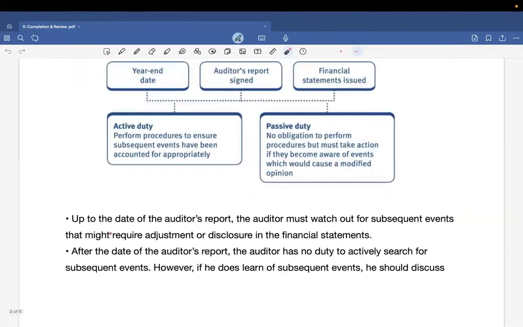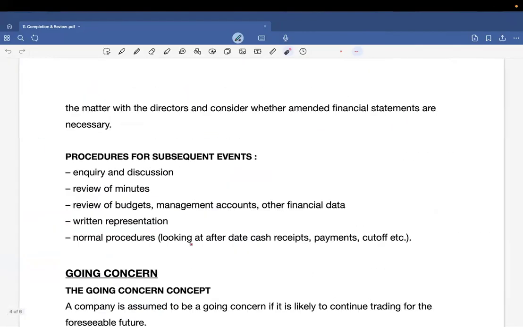Okay. So up until the report is signed, the auditor should be very alert and should look into subsequent events. After the auditor's report, it is the client's responsibility to notify the auditors. Understood? Now, what are the procedures that we do for subsequent events? We are going to do inquiry and discussion. We are going to review all the board minutes. These are the subsequent event procedures. We are going to get the written representation from the management.